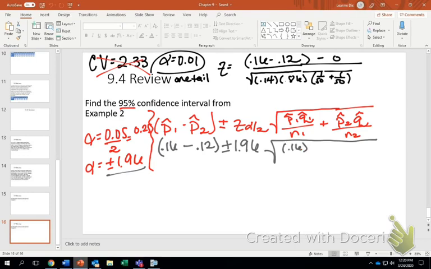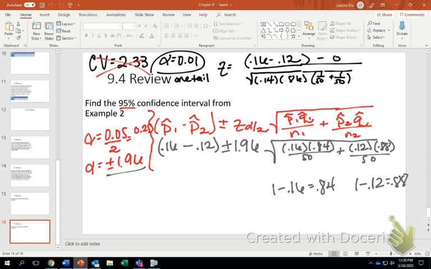okay, this is going to be 0.16, and to find the complement of that, or the q, it's 1 minus 0.16, which is going to give us 0.84, all of that over 50, plus 0.12 times the complement of that, 1 minus 0.12, which is going to give us 0.88, all of that over 50. And now I just plug it into my calculator.